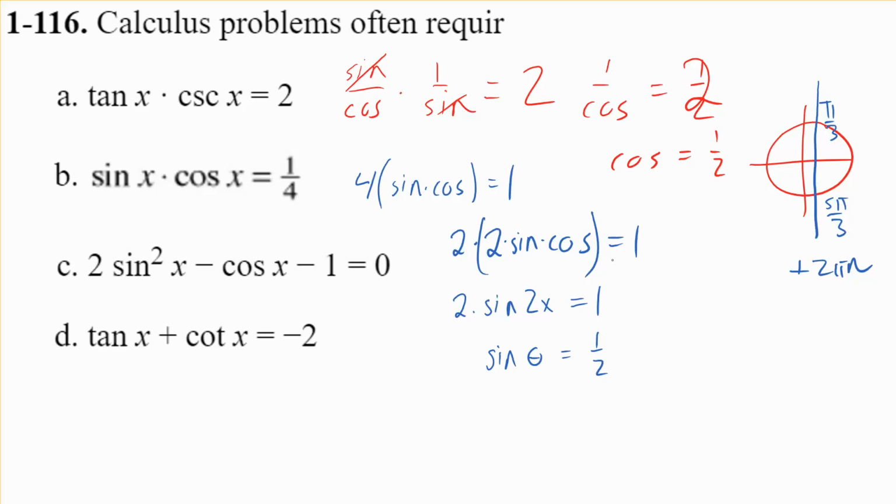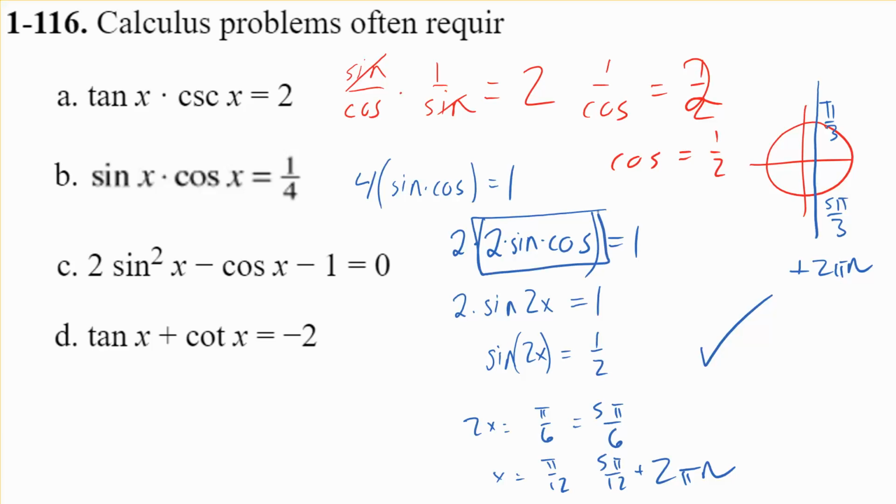Now let's keep that as a 2x. So this angle, sine equals 1/2 at pi over 6 and 5 pi over 6. But that's what 2x equals. So x is going to equal pi over 12 and 5 pi over 12. And of course plus 2 pi n. So that sneaky trick of multiplying the 4 over and recognizing another identity is probably what caught you.